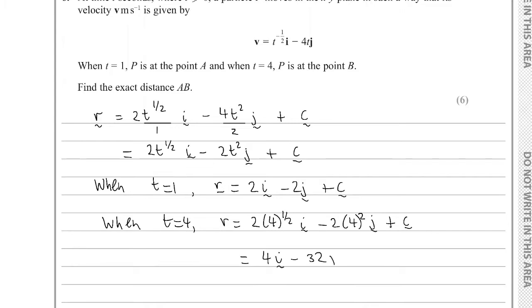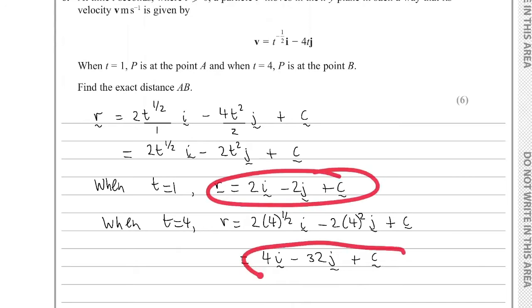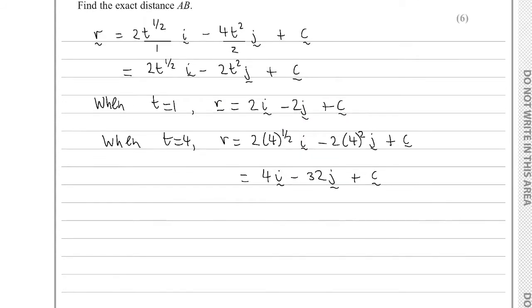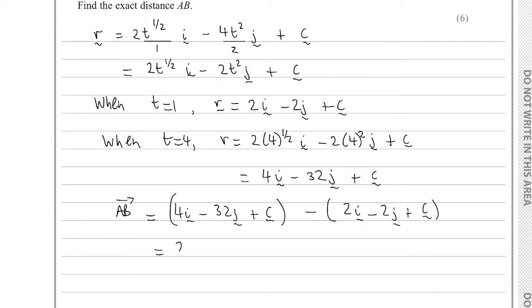minus 32j plus c. We need to find the distance between A and B, so it's just going to be the difference between the two position vectors, and therefore the c will cancel out. So the vector AB will be 4i minus 32j plus c, take away 2i minus 2j plus c, which gives 2i minus 30j.